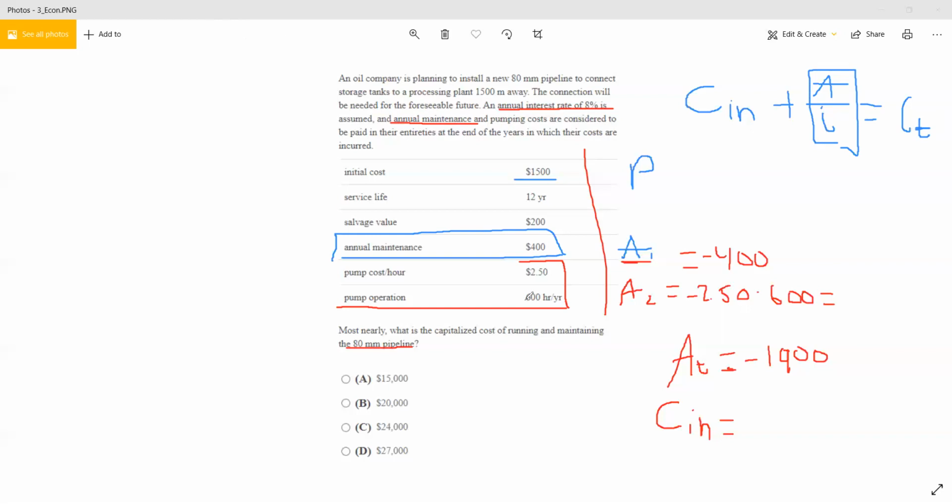Sorry, let's go back to what is our C initial cost? It's 1500. Correct. All right, so we have our A total and our C initial. This is AT. And where is our interest rate? 8%? Yes. Over here. Negative 1500 again. As long as the signs are consistent, it does not matter what you use. Minus 1900 over 0.08. What does that give us? Just going to calculate it if you want. And 25,250.